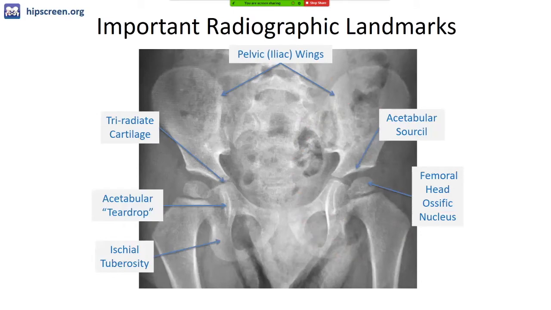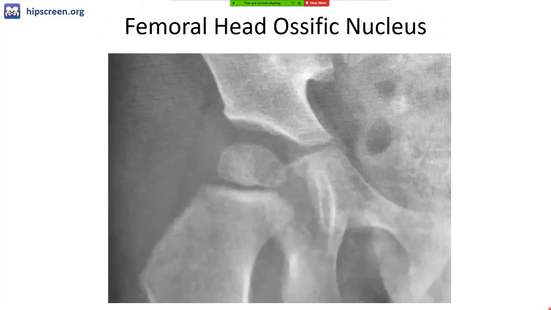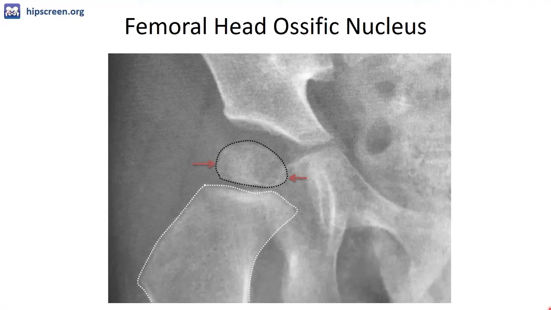Here are some of the important radiographic landmarks on an AP pelvis x-ray. Then we'll get into more of these details as we go through the subsequent slides. The first is the femoral head ossific nucleus, here outlined with the black dotted lines. This is the ball of the ball and socket joint. And the dotted white lines here outline the remainder of the femur. The two red arrows are the inner and outermost margins of the femoral head ossific nucleus. And these are important landmarks for the measurement of migration percentage.